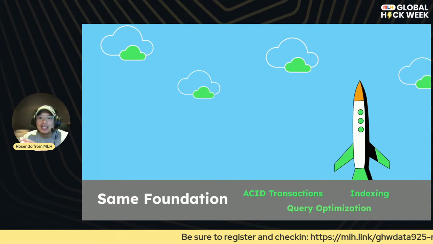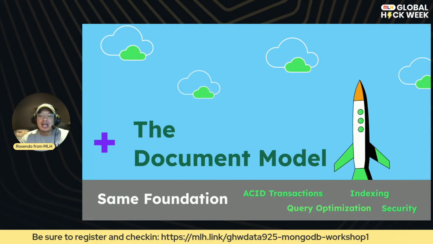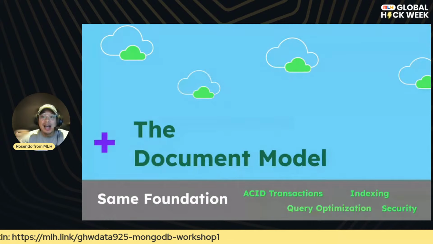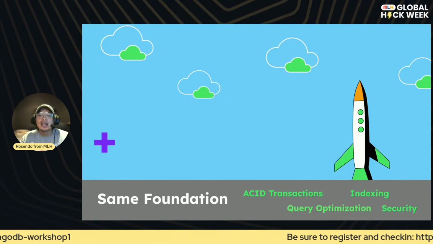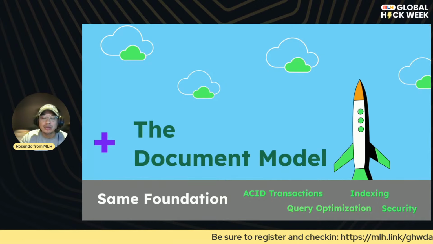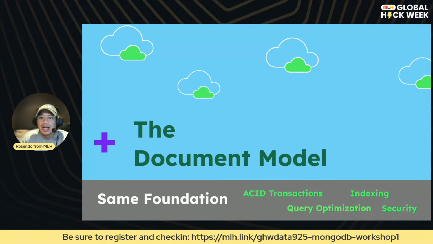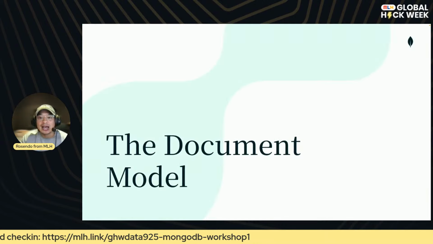With MongoDB, you get the same foundational capabilities you expect from any other production database. So you're going to get ACID transactions, query optimization, comprehensive indexing, and also enterprise security. Plus, you'll have the utilization of the document model, which is something we're going to explain a little bit further. So really, let's start there by exploring what that document model is, its flexibility, and the benefits that it has.